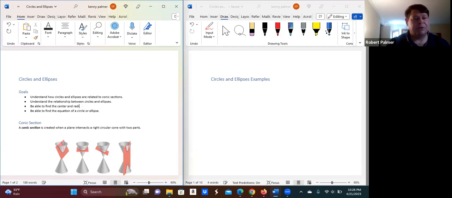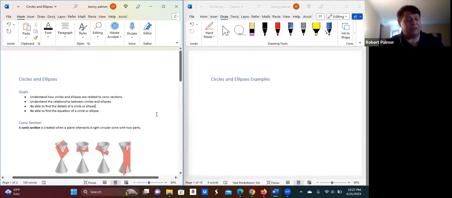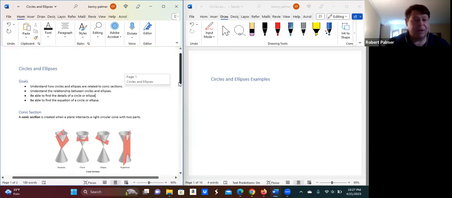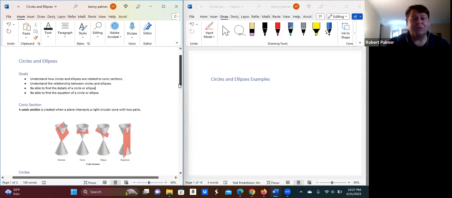Let me correct this: be able to find the details of a circle or ellipse. And by details, I mean basically things like center, radius, and also the vertices of ellipses, also called foci of ellipses. We'll talk about those, and also be able to find the equation of an ellipse or circle.